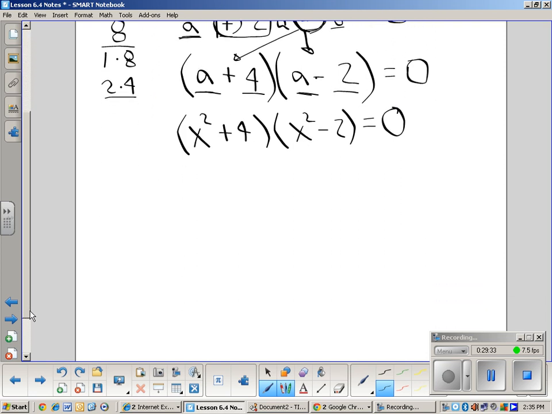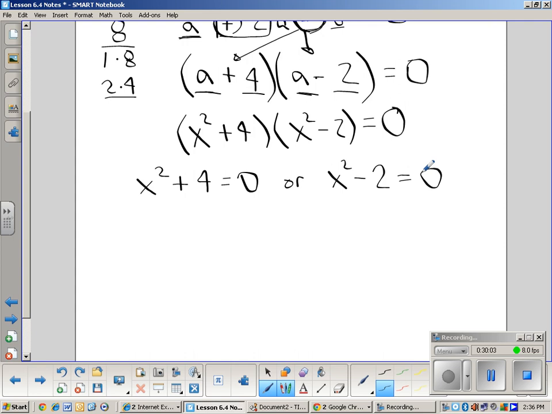And we still use that same rule. A times b equals 0, then either a is 0 or b is 0. So in this case, either x squared plus 4 equals 0, or x squared minus 2 equals 0. Now we can solve the way you like to solve.